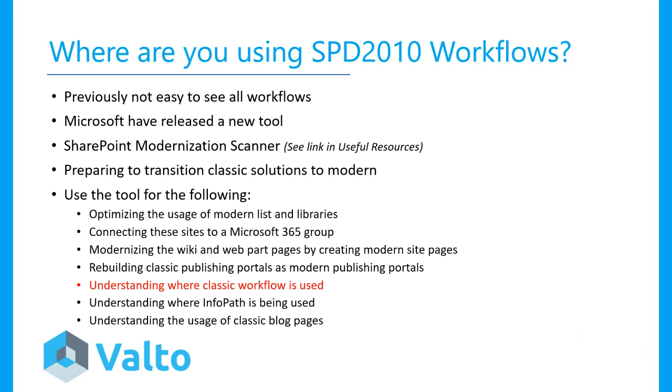And the key thing here is understanding where the classic workflows are. So by running this tool, it will easily identify for you where these classic SharePoint 2010 workflows are running, so you know exactly where they are. And you'll easily be able to work out from there who maybe the SharePoint site owner is that you can contact and say, are these still being used? Can they be replaced with Power Automate? And starting that process. As well as that, you can also use the tool for understanding where InfoPath is being used for the exact same kind of process. And then understanding the usage of classic blog pages and classic SharePoint sites.